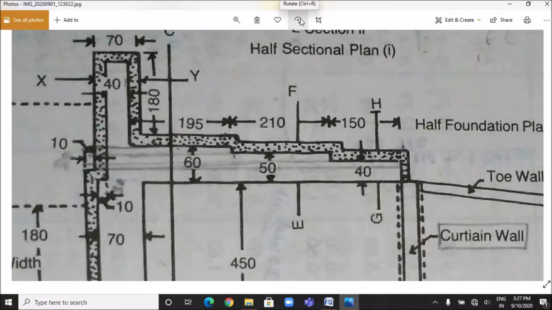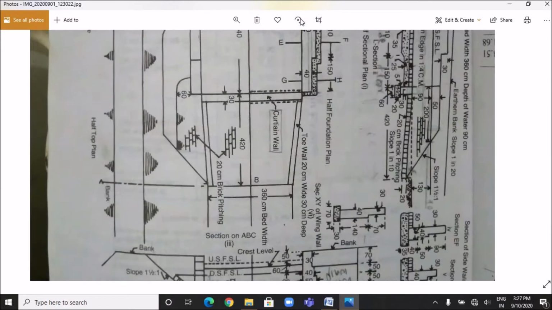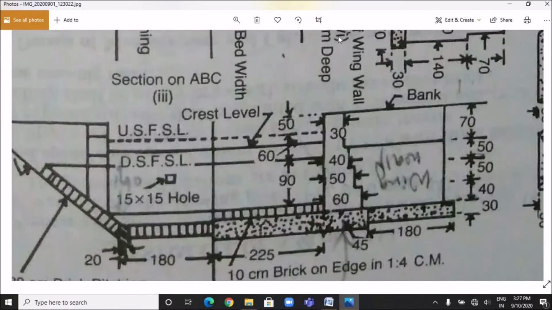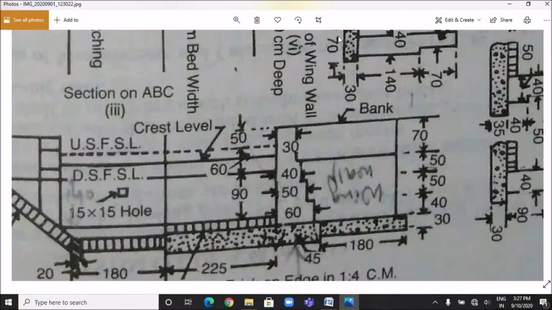Now, after knowing the length of the side wall, let's see its breadth and height. In order to know the breadth and the respective heights of the steps of the side wall, we have to see the longitudinal section. So here you can see there are 4 steps of the side wall, which have breadths of 60 centimeter, 50 centimeter, 40 centimeter and 30 centimeter respectively.